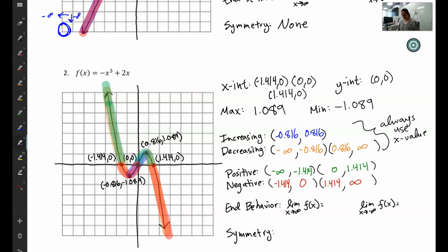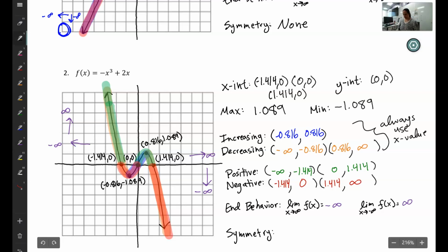Okay, end behavior. First one, as x goes to infinity. So as x goes to infinity, that's to the right. I notice my arrow is going down. So down to negative infinity. Then as x goes to negative infinity, so to the left, my arrow on my graph is going up to positive infinity. There's our end behavior.